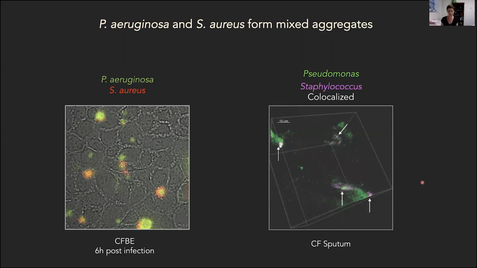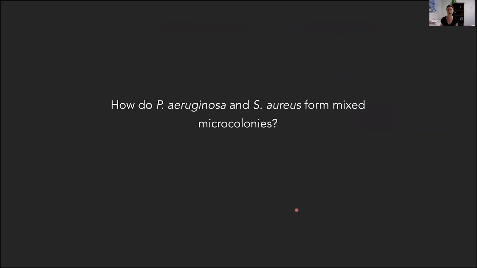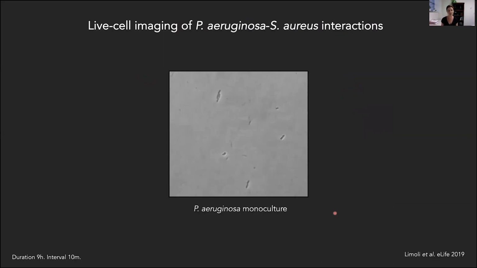And so we wondered whether or not Pseudomonas and staph just happen to be in the same place within the airway, and they happen to like to attach to the same place on the epithelial cell. Is there something that actually brings Pseudomonas and staph together to form these microcolonies? And so we asked how these microcolonies might form, and one way that we've done this is by imaging the very early interactions between Pseudomonas and staph. And we wanted to image them on a single cell level in a way that we could continuously track individual cells over time.